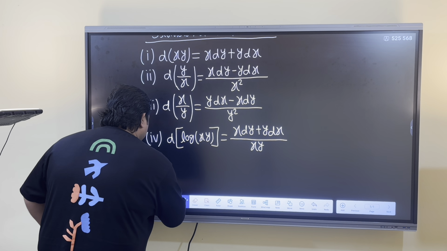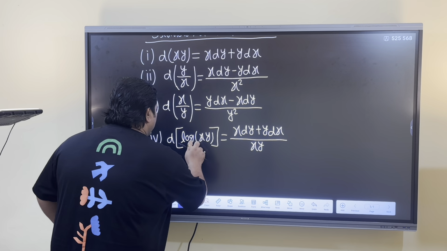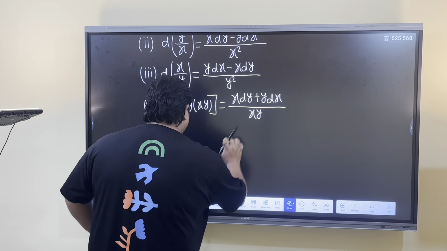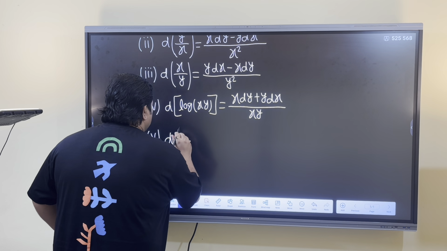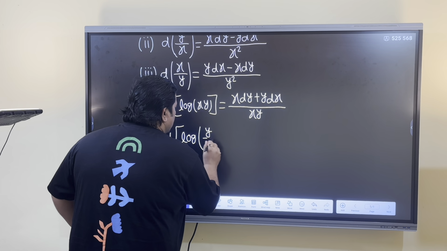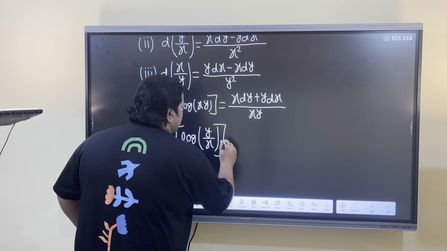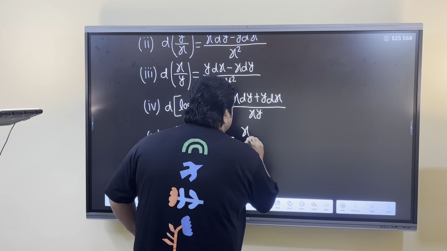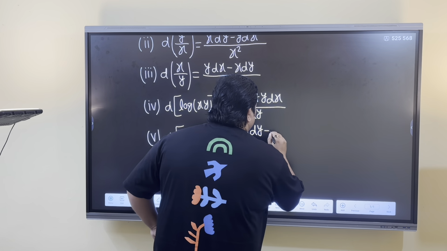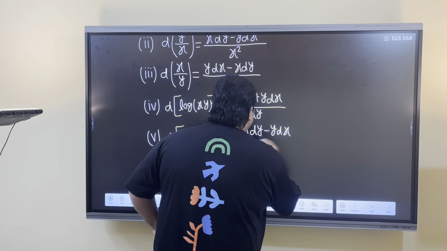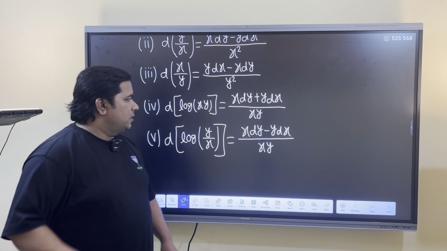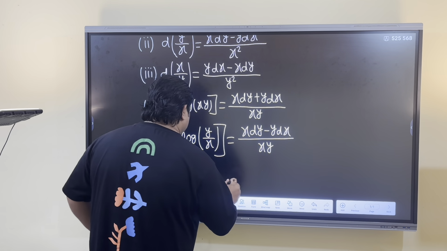Next is the differential of log y by x. So the differential of log y by x is x dy, because x is in the denominator, minus y dx, divided by xy. So it will be like this.